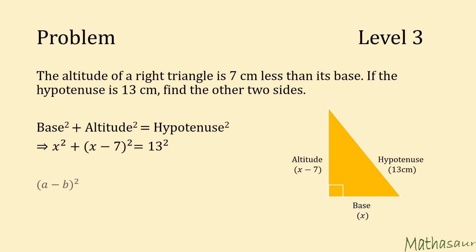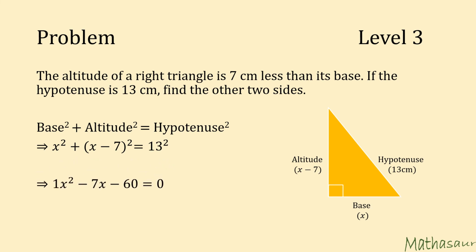Can you recall the algebraic identity a minus b whole square? Yes, it is a square minus 2ab plus b square. Let us apply that to x minus 7 whole square and put it in the Pythagoras theorem. Now let us collect the like terms together and simplify. We could take 2 common from this polynomial. Now since 2 is not equal to 0, the polynomial has to be equal to 0.